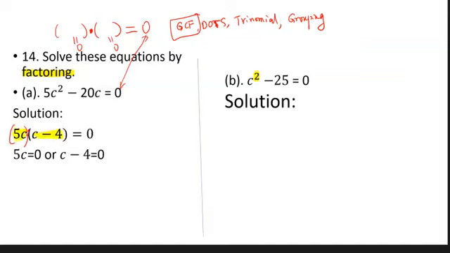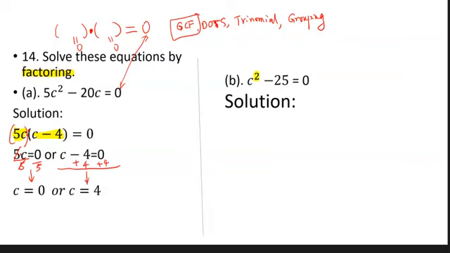Now the only thing left to do is to get each C by itself. In the first equation, since the operation between 5 and C is multiplication, we're going to divide both sides by 5. And so we get C equals 0, because 0 divided by 5 is 0. In the second equation, we want to get rid of that negative 4, so I add 4. So I got two answers, 0 and 4. If you have time, you can plug these numbers back in the equation and check, to make sure they satisfy the equation.